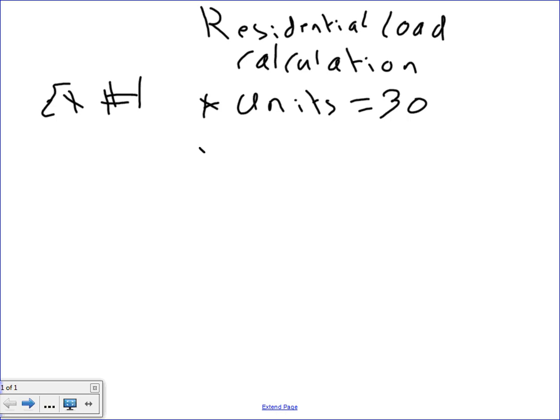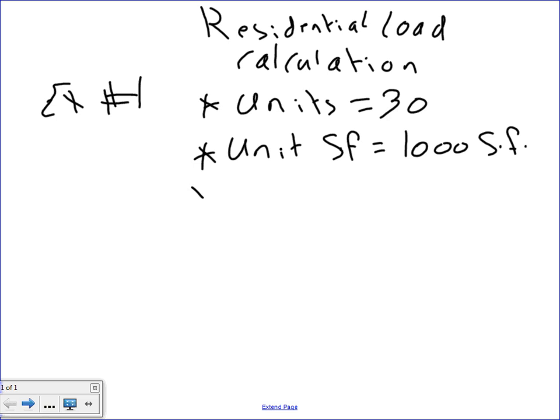Each apartment unit square foot equals 1,000 square foot. They must be in New York or somewhere else. That's small apartments, right? 1,000 square foot for each apartment. 30 units.